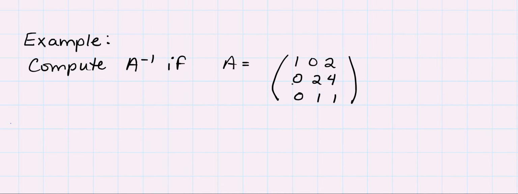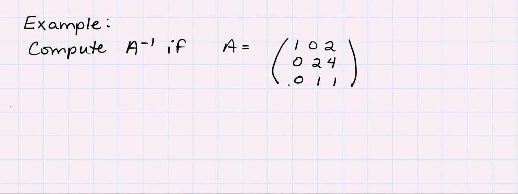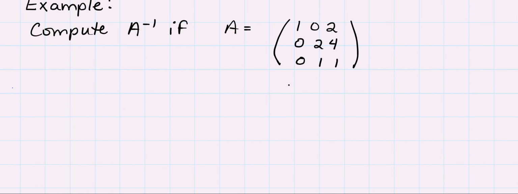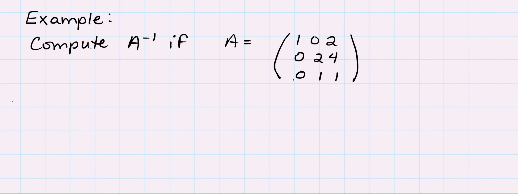Alright, I think we are at a position now where we can figure out the inverse of a matrix in a hard way, which is using elementary matrices, and also in an easy way. Okay, so this is a matrix. We've seen this matrix before. We saw it, I think, in the last video. I want to compute the inverse of this matrix. And this matrix is 3 by 3: 1, 0, 2, 0, 2, 4, 0, 1, 1. What is its inverse?